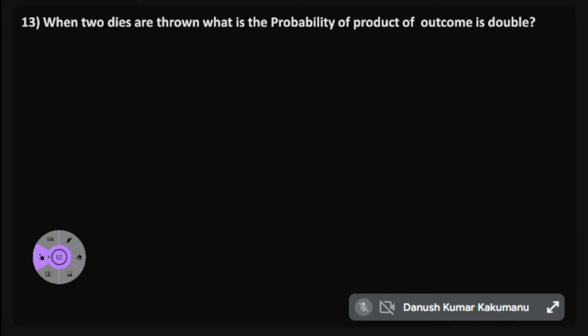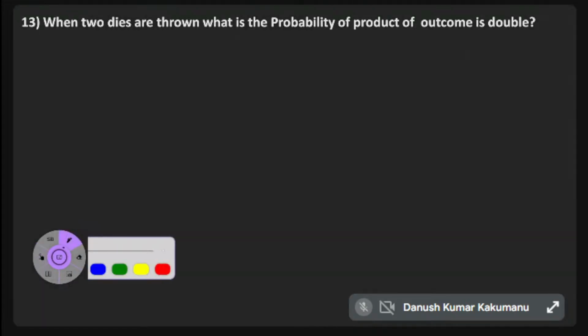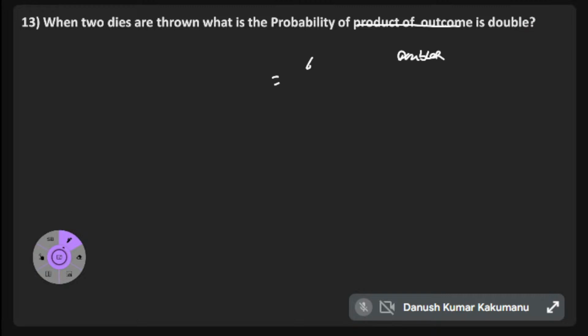When 2 dice are thrown, what is the probability that the outcome is a doublet? The question is doublet. Doublet is what? 6 by 36, that is 1 by 6. What are the doublets? All of you know: 1, 1, 2, 2, 3, 3, 4, 4, 5, 5, 6, 6. Okay, very good. Then next question.